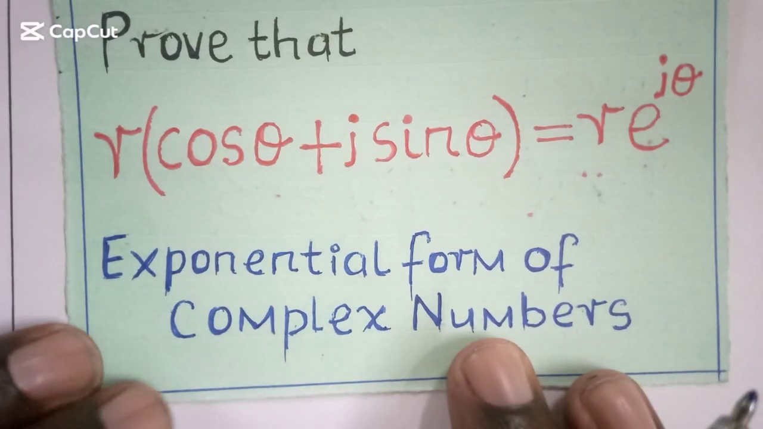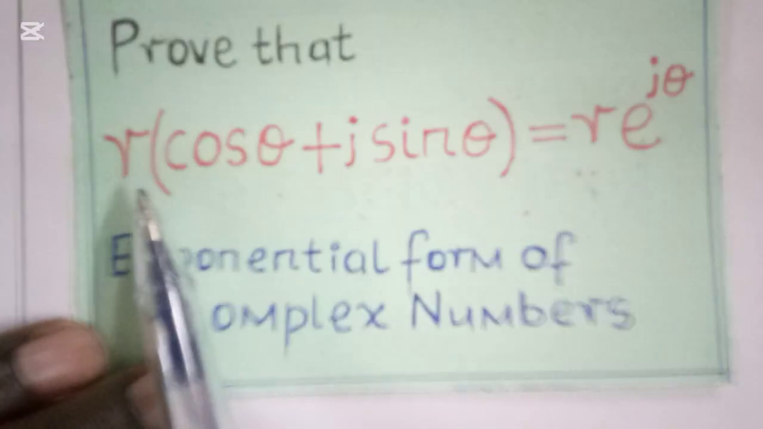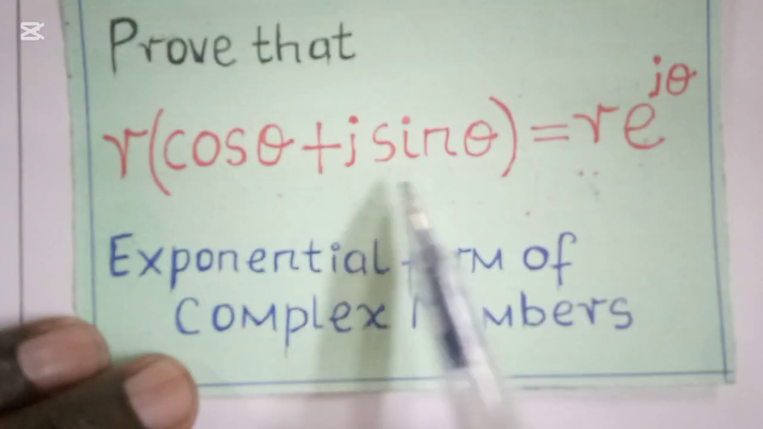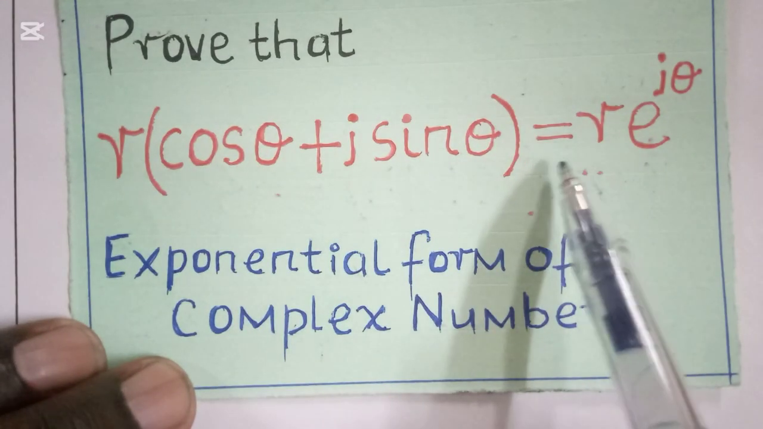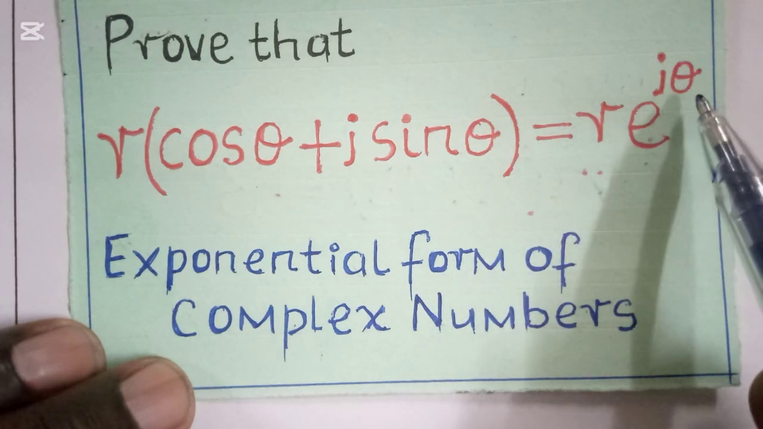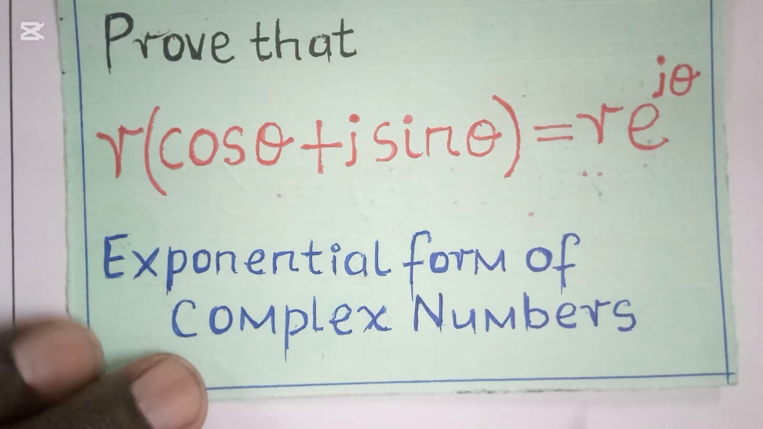Hi guys, let's do this problem. I read the question. Prove that r(cos theta + j sin theta) is equal to r e raised to j theta. So guys, we are going to prove that.